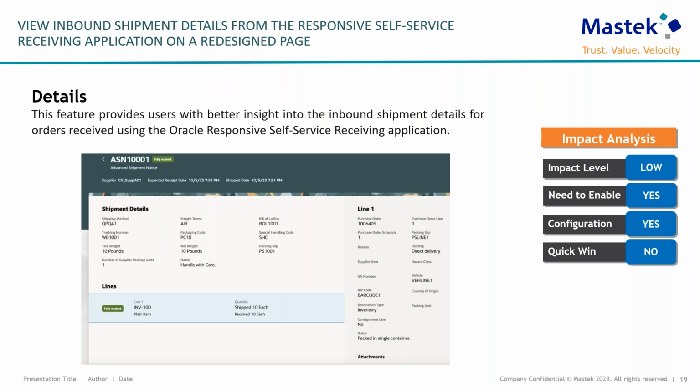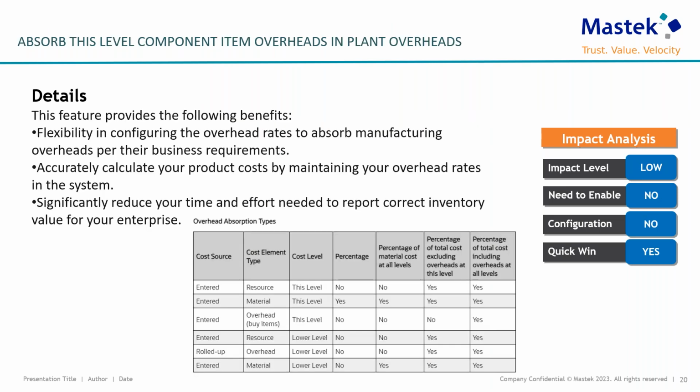The inbound shipment page contains useful information like shipped quantity, tracking number, shipping method, and many more. So here we need to enable this and we have to do the configuration for this update. The next one is absorb this level component item overheads and plant overheads.